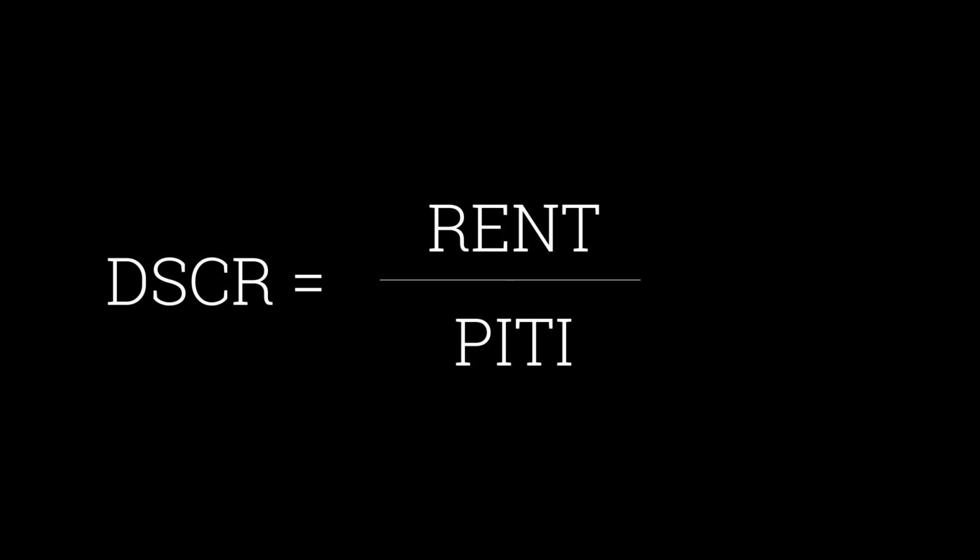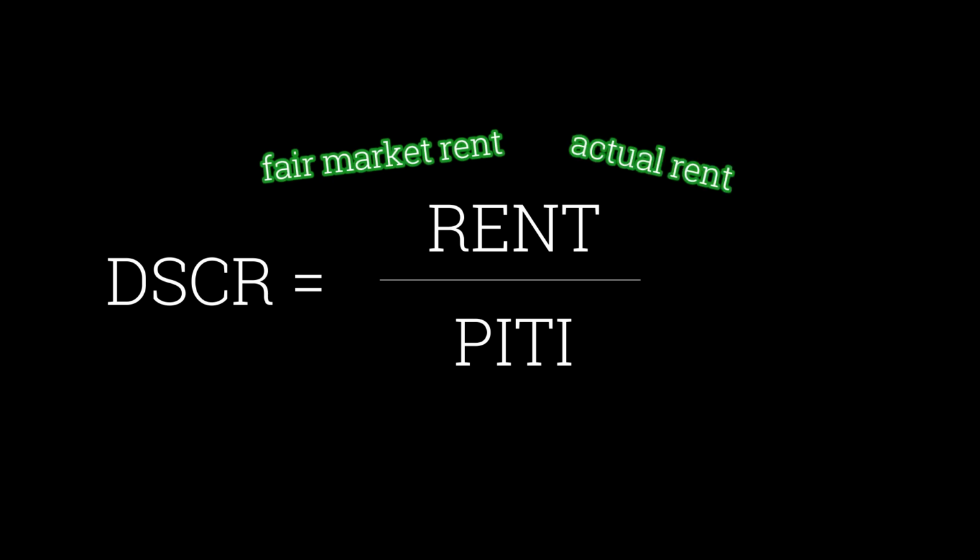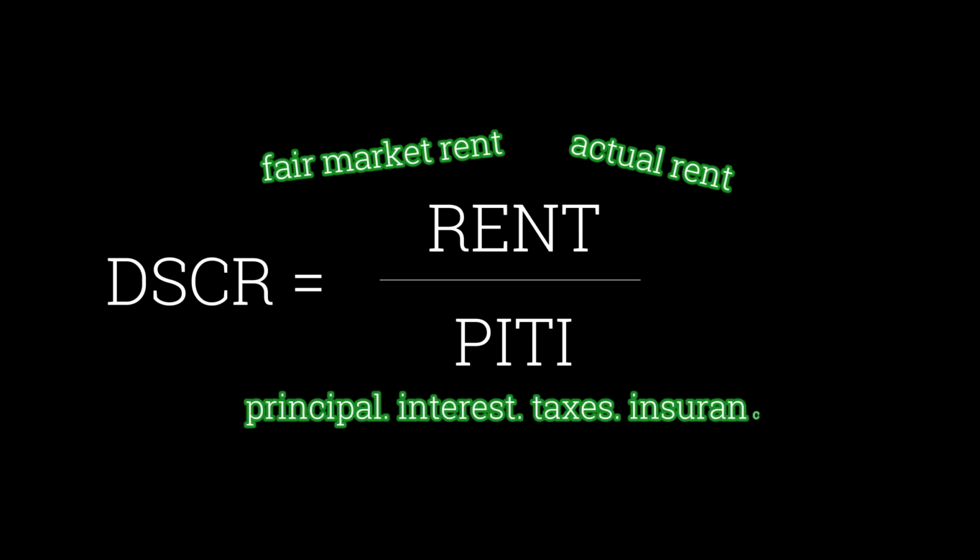Now, rent is either the fair market rent that you're going to be receiving, or the actual rent that you actually receive from that tenant on a monthly basis. And this is typically given to you on a ledger or a rent roll, as we like to call it. Now, if you're buying a house that's already tenant occupied, you should be receiving a rent roll from them. This is what you're going to be using to qualify for a DSCR loan. And PITI stands for principal, interest, property taxes, and homeowners insurance. That is also known as your monthly mortgage payment.